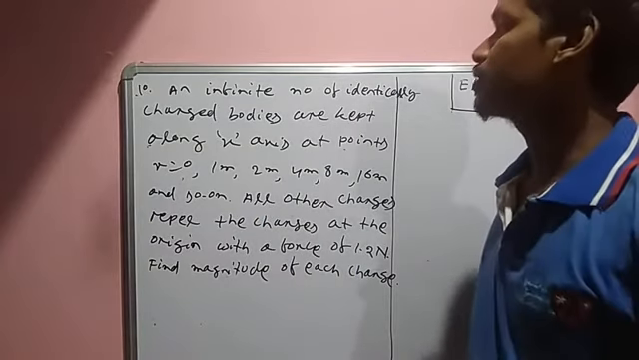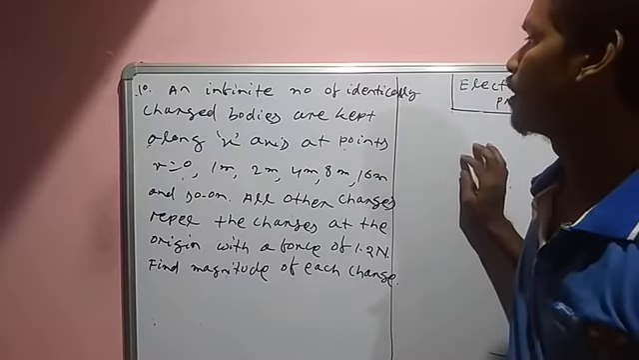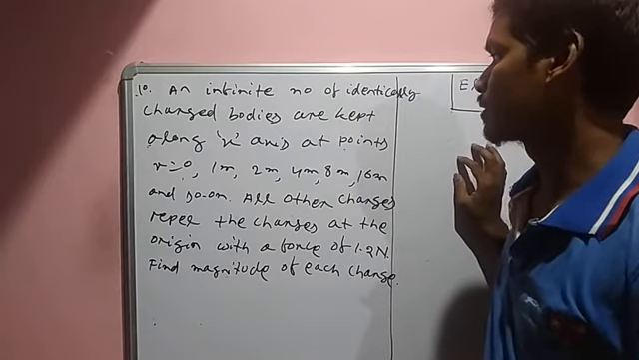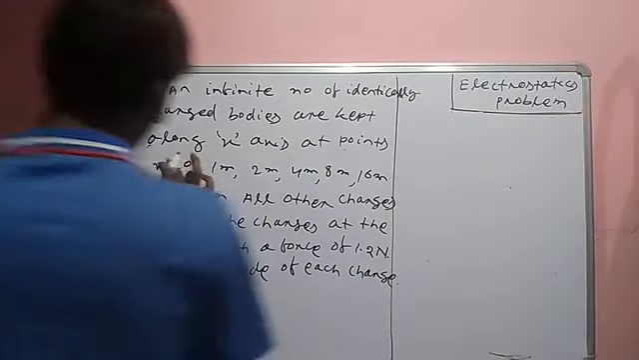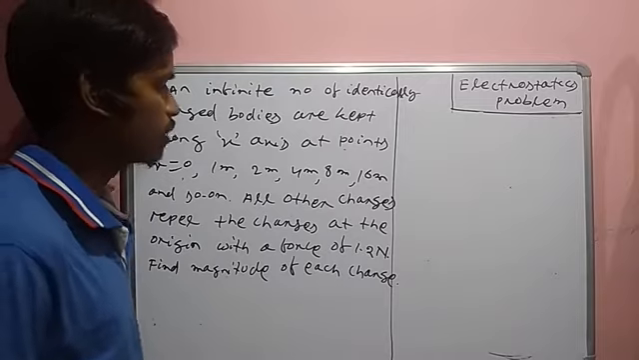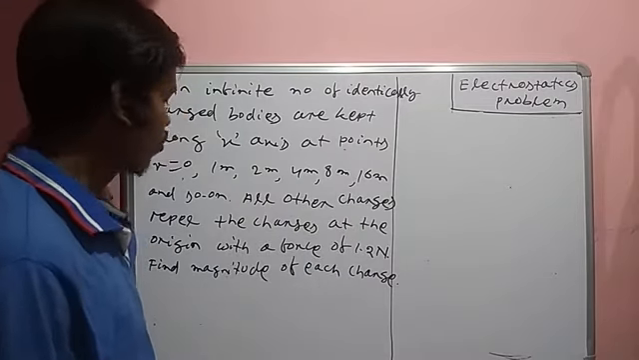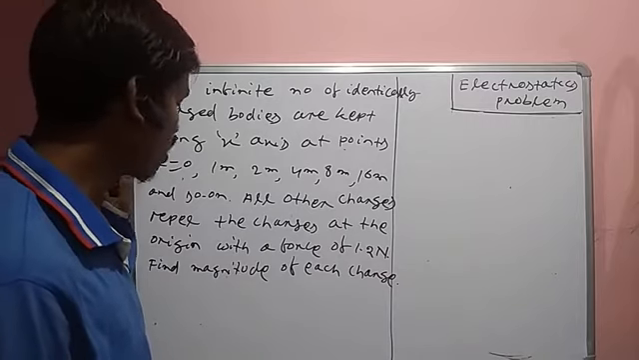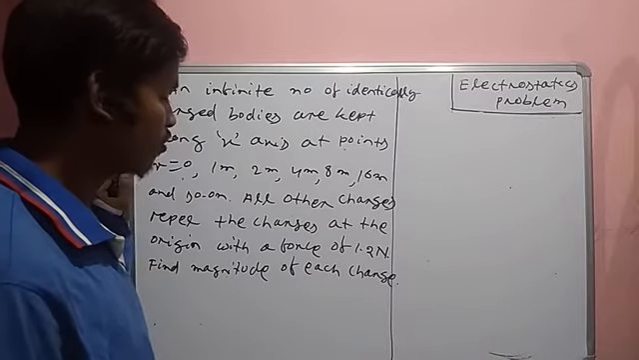One doubt question of students: an infinite number of identically charged bodies are kept along the x-axis at points x = 0 meter, 1 meter, 2 meter, 4 meter, 8 meter, 16 meters, and so on. All other charges repel the charge at the origin with a force of 1.2 Newton. Find the magnitude of each charge.